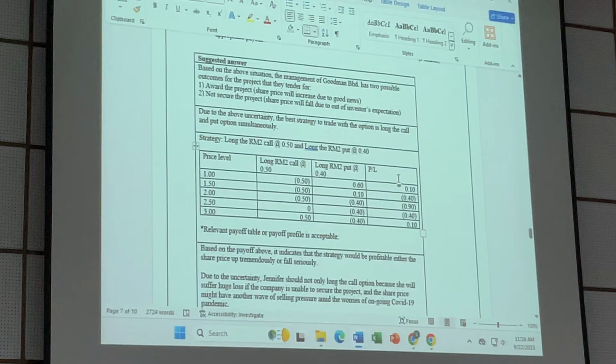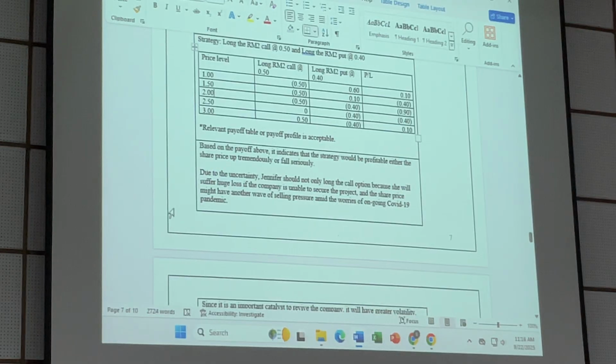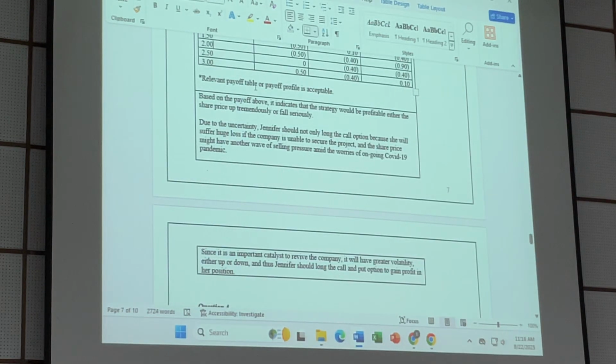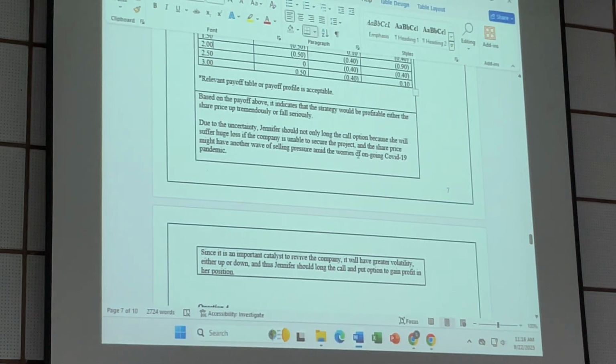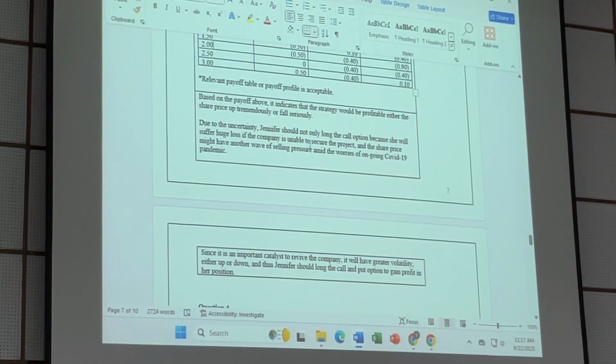When the price falls down a lot, you earn profit. When the price goes up a lot, you also earn profit. Okay, so based on this, you have to briefly explain why you implement this strategy. Because when they cannot get the project, the long call will suffer a loss. Okay, and then if they are unable to secure the project, the share price falls down a lot from selling pressure, and your put option will be profitable.